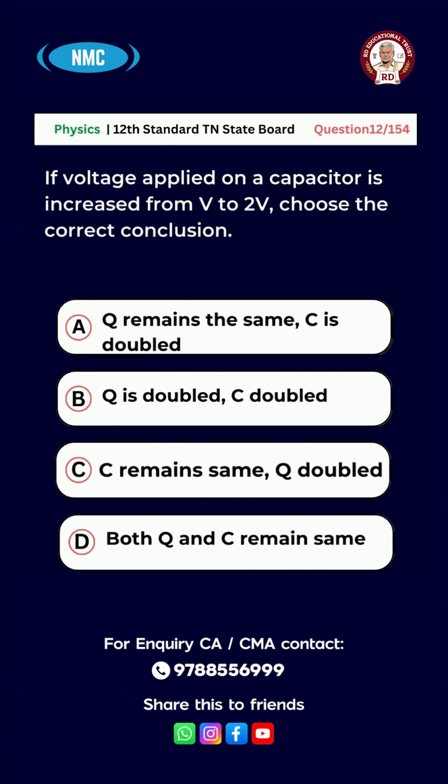Option A, Q remains the same, C is doubled. B, Q is doubled, C is doubled. C, C remains the same, Q is doubled. D, both Q and C remain the same. And the right answer for this question is option C, C remains the same, Q doubled.